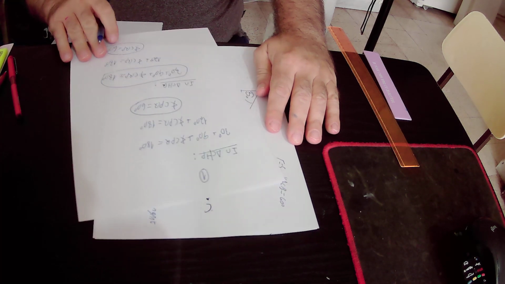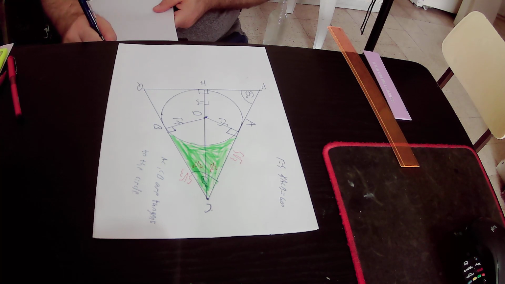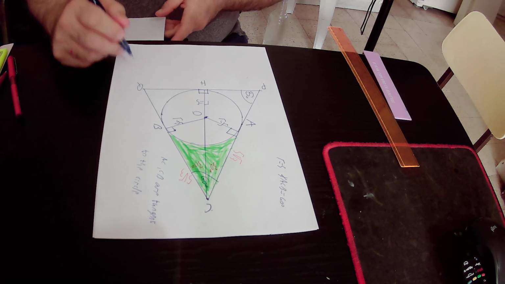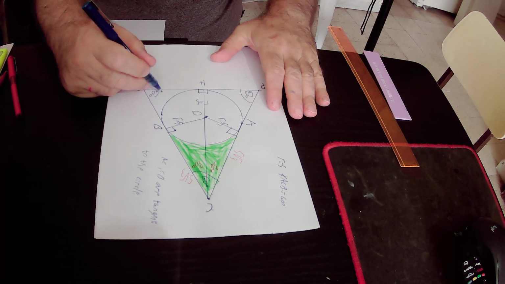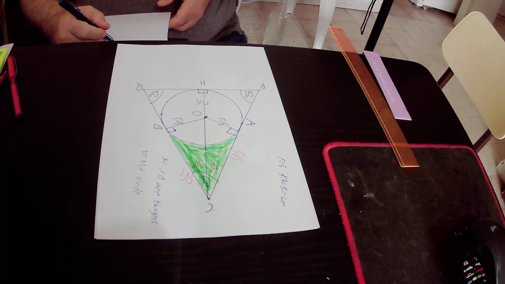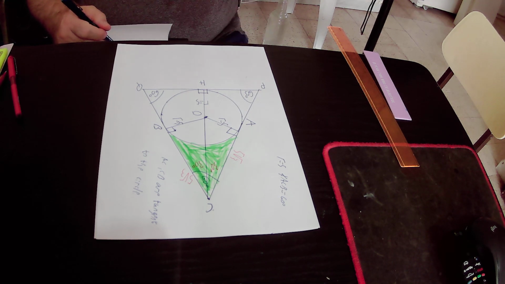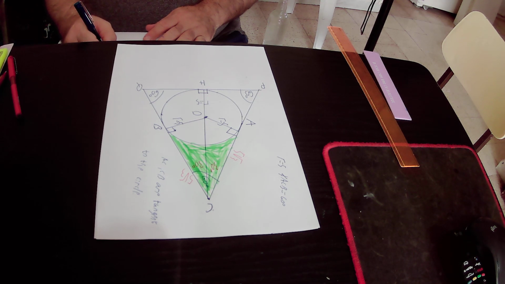Okay, so actually angle CQP equals 60 degrees, so triangle CPQ has three angles that equal 60 degrees, therefore triangle CPQ is an equilateral triangle.